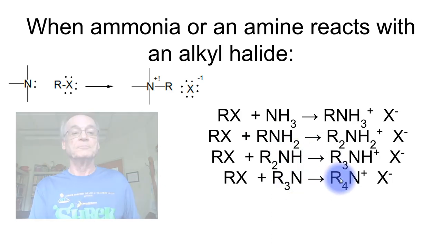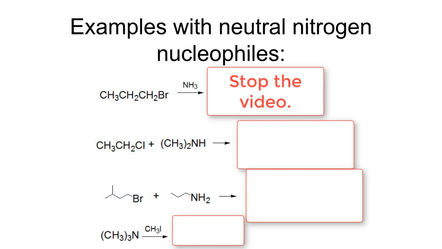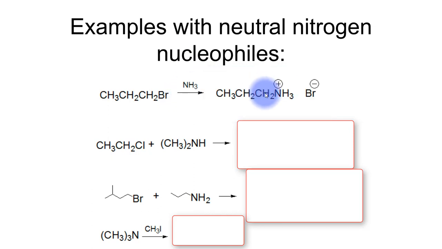That's the nitrogen nucleophiles. Here are some examples. So what I want you to do again is stop the video and see if you can write down what would the product be when we react N-propyl bromide with ammonia. We get N-propyl ammonium bromide. The 3 hydrogens that were on there are still there. Nitrogen becomes positive, and the bromide is the counterion for that.